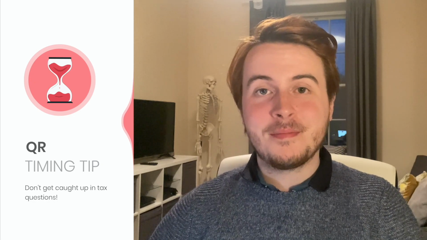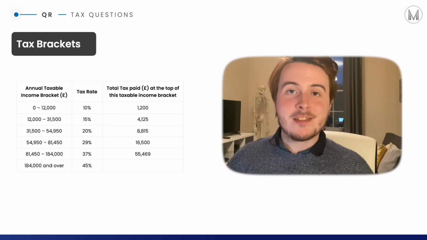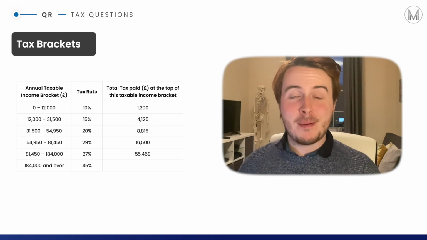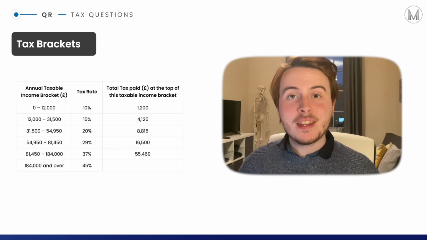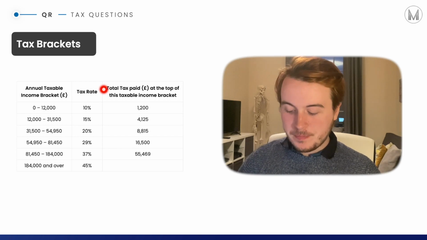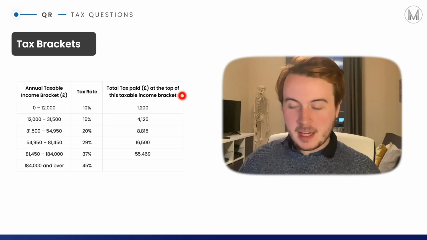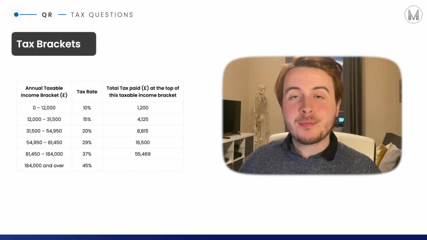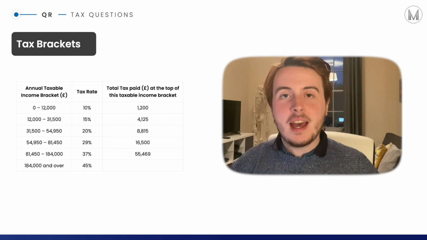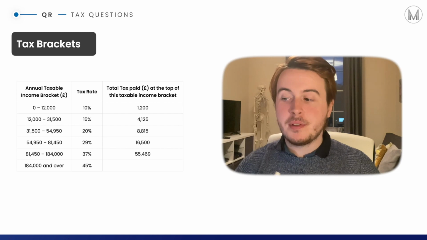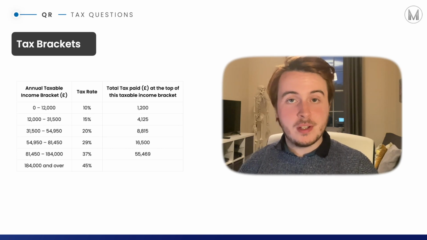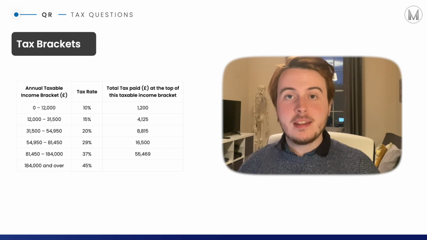So this is a table that we saw in the last one, but let's just talk a bit about what it actually represents. So the important thing that we notice here is this third column, which is the total tax paid at the top of that bracket. So what that means is, if you're earning, for example, £31,500, so you're at the top limit of that second bracket, the tax you pay is £4,125.